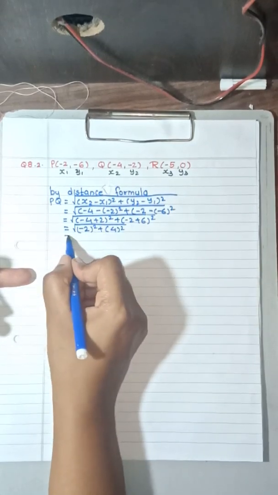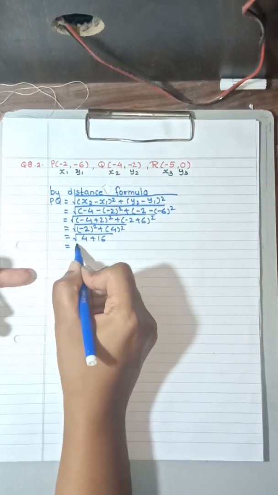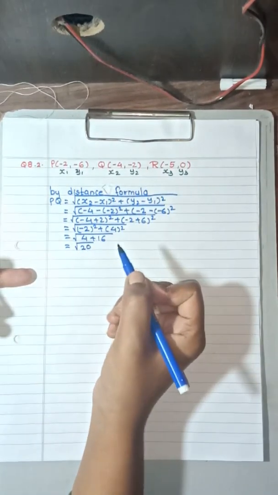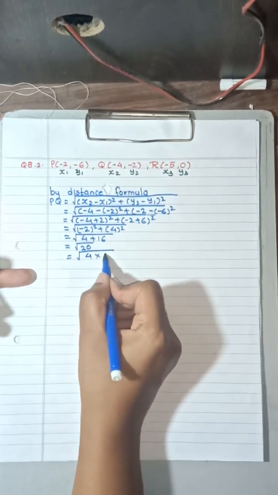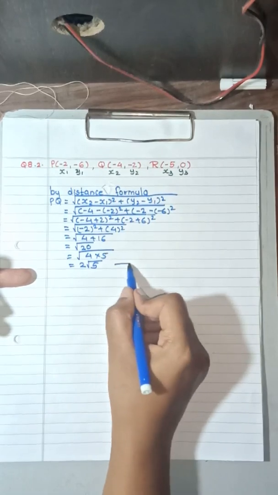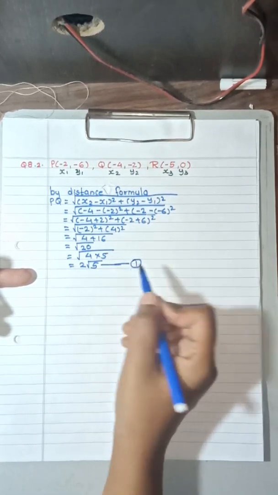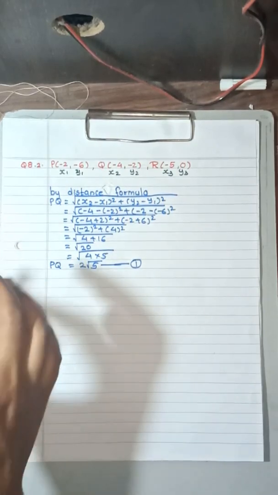Okay, that will be equal to under root of 4 plus 16, and 4 plus 16 is nothing but 20. Now you can split this 20 as 4 into 5. This will be equal to 2 root 5, and this is your equation 1. This is your distance PQ. Now we'll find distance QR.